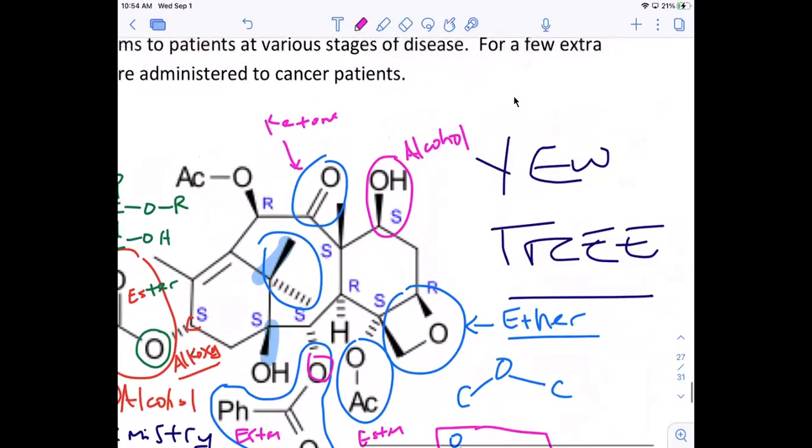Make your flashcards with these functional groups. It's not on this test, but it's definitely on the second test. So make your flashcards and go through these things relentlessly.